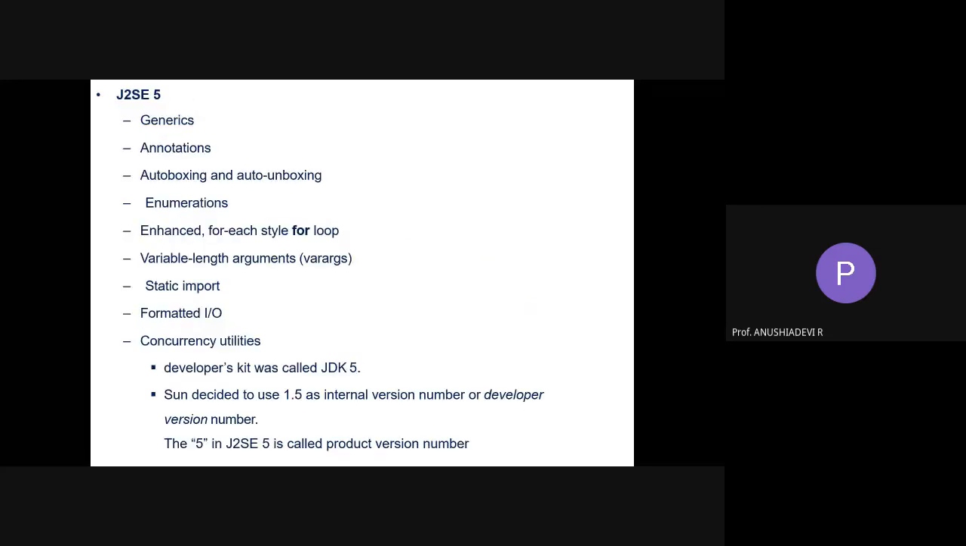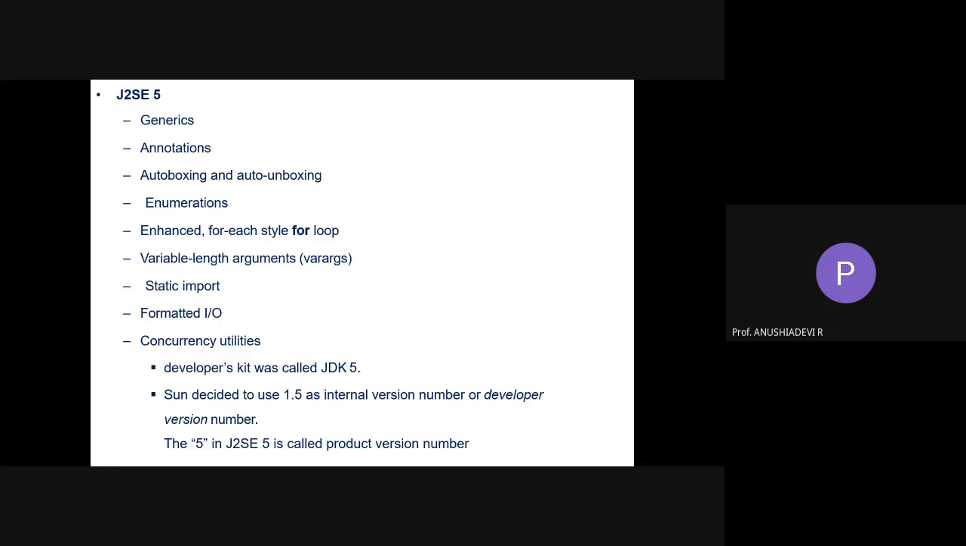And in J2SE 5, these concepts were introduced, and the developer kit was called JDK 5. So what is meant by developer kit? If you want to compile or execute a program, you need to download that developer kit. Here the 5 represents the product version number, but 1.5 is an internal version number. Actually, this J2SE 5 is called Java 1.5.